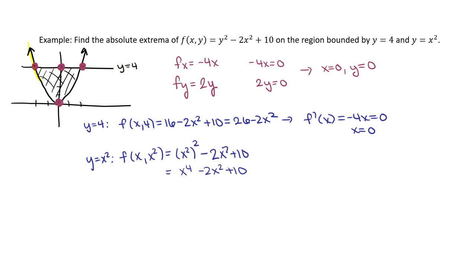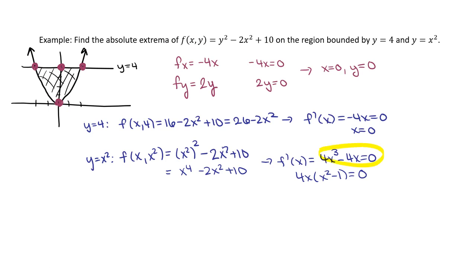My other boundary is the equation y equals x squared. So I'm going to take my function and plug x squared in for y. So we're on that boundary y equals x squared. So I'm going to replace the y with x squared. And I end up with x squared squared, so x to the 4th minus 2x squared plus 10. Let's find our derivative. Derivative is 4x to the 3rd minus 4x. I'm going to set that equal to 0 and solve.